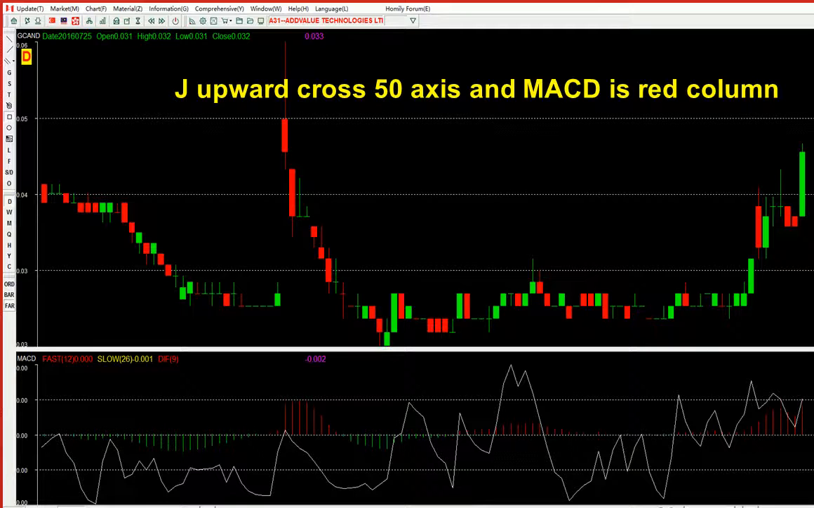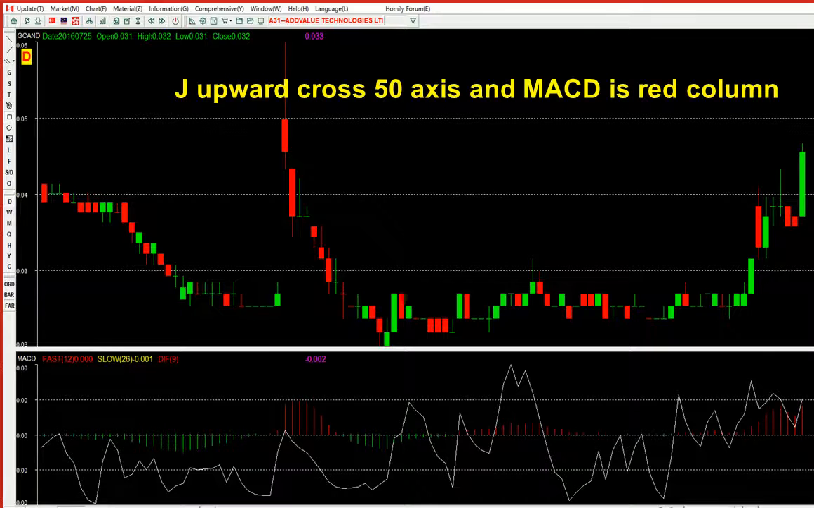You should check each condition, okay? Firstly, you should see the J upward cross the 50 axis. Then the next one, MACD is red color. This one, MACD is green or red? It's green, right? So we cannot buy, okay? How about this one? Can buy or not? Yes, this is the buy point. How about this one? Can buy or not? Yes, we can buy, okay?